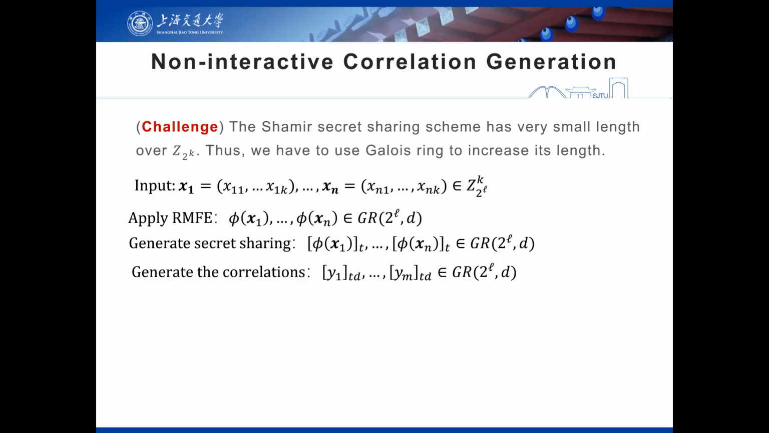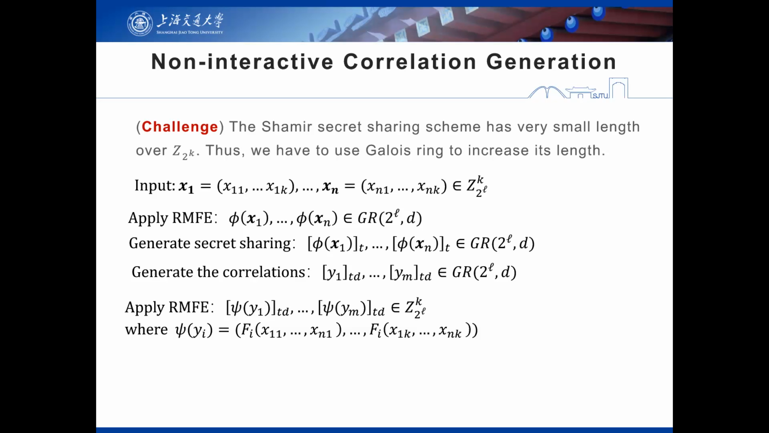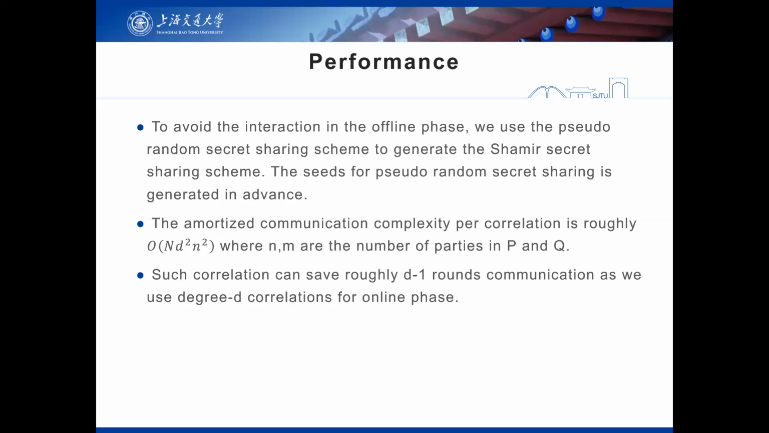So we increase the Shamir secret sharing schemes in this case, and then we apply MFE again to map it back to a vector. And then we get this FI, we got these correlations. And so this is just the idea of how to apply MFE in this correlation generation. Okay, and to avoid the interaction in the offline phase, we still do random secret sharing schemes to generate the Shamir secret sharing scheme.